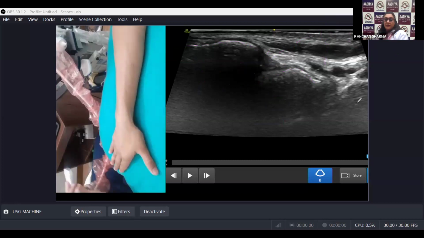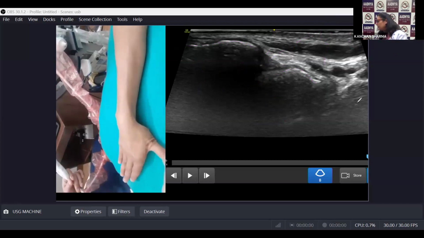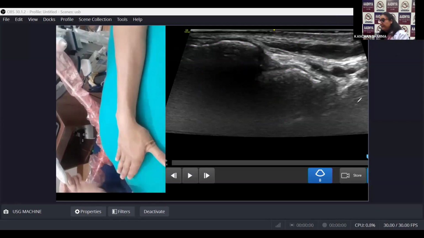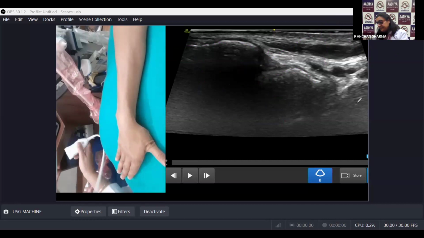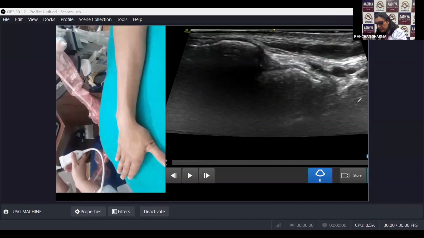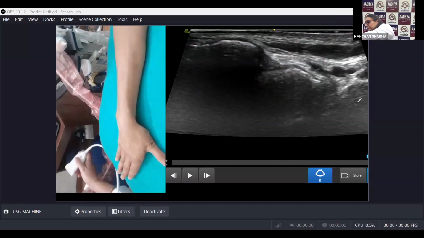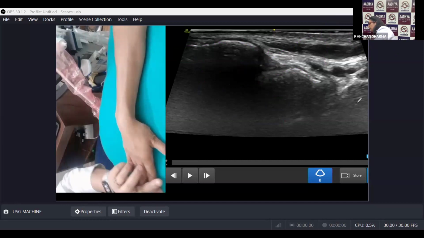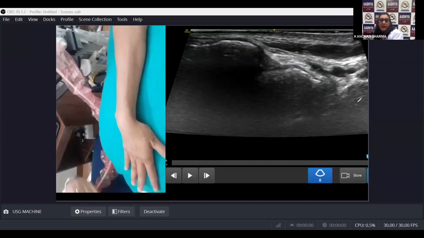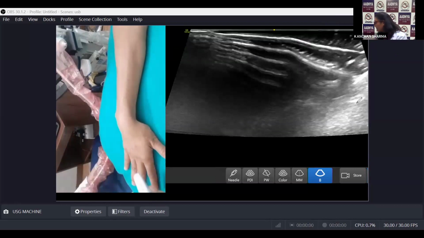Then we will come to the radial ligament of the fingers. This is also important. Before that, we will complete the other thing, how the other joints will look, so that finishes our joint section.